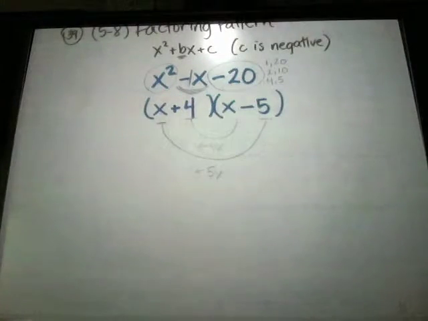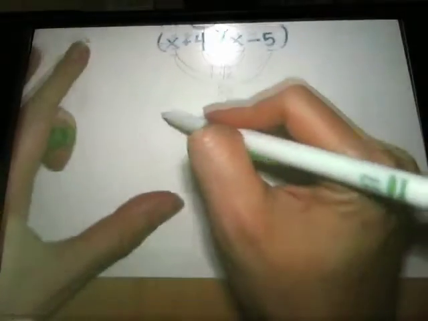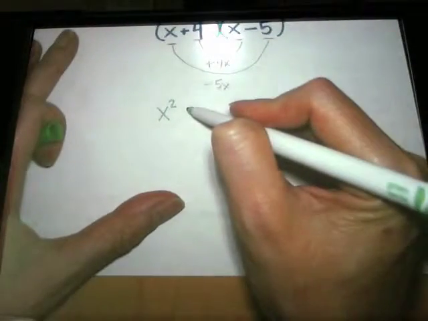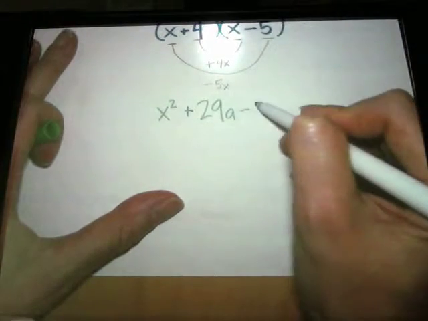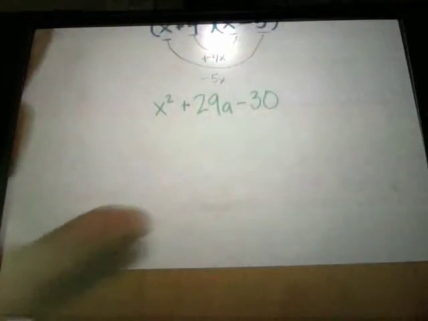Okay, let's do one more. X squared plus 29a minus 30.